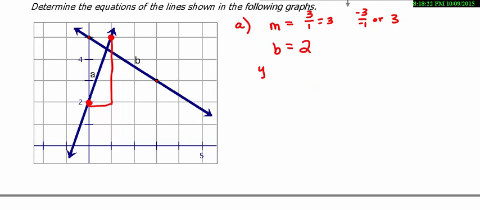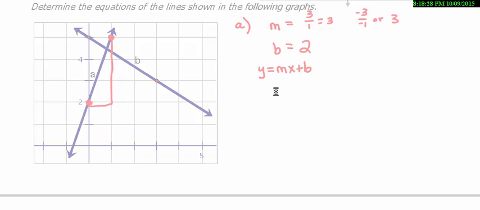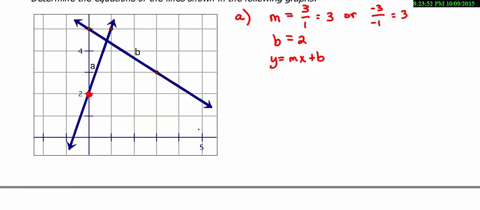And since we are writing our linear equations in the form of y equals mx plus b, we have what we need. We have m and we have b. And now that we know m and b, let's just substitute those in. Y equals 3x plus 2. And there's our equation. Y equals 3x plus 2.